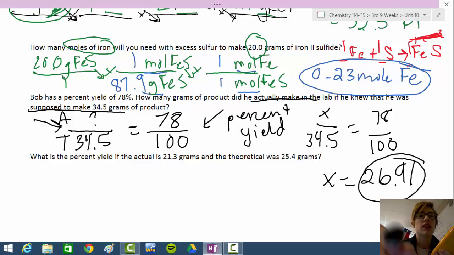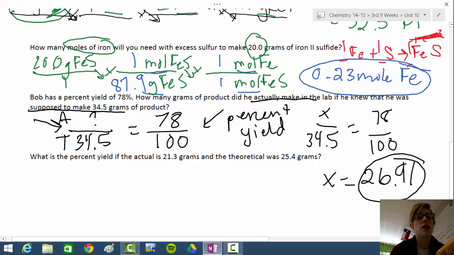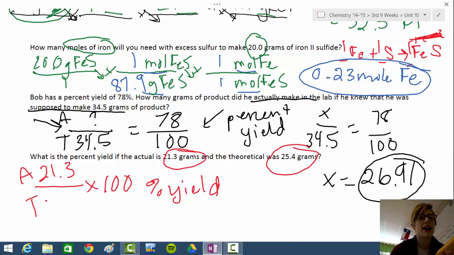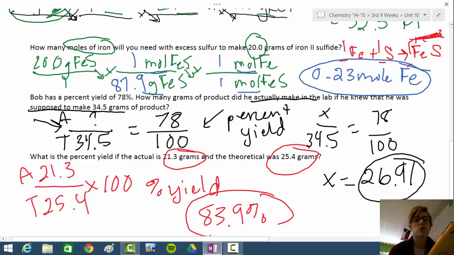Cool deal. Last problem. What's the percent yield? So I'm looking for the percent, which means it's actual divided by theoretical times 100. It says his actual is 21.3, so let's put that on top. Its theoretical was 25.4, so I put that on the bottom. I'm going to divide these two, times them by 100, and I get 83.9% yield. And that's it. That's our review for the test.